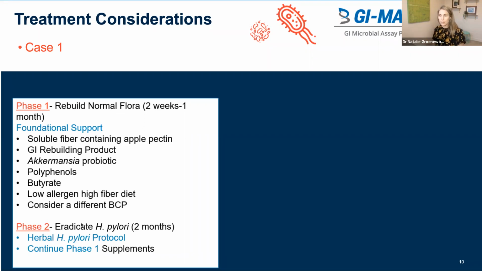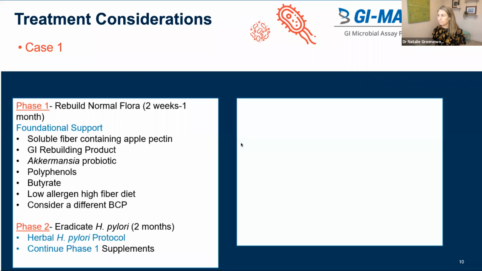So I know this is a ton of products. You can kind of pick and choose, but ideally we want to really build up that foundation. So again, we don't have any relapsing cases. So continue those phase 1, do an herbal H. pylori protocol for about 2 months. And then we get on to phase 3.